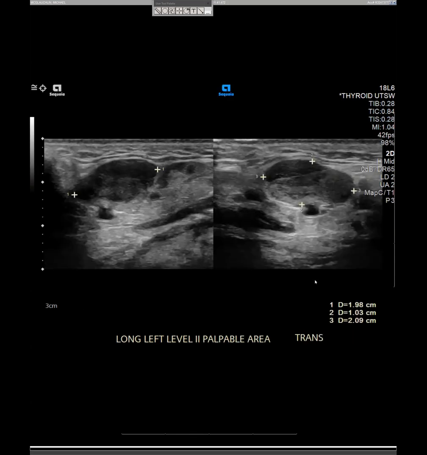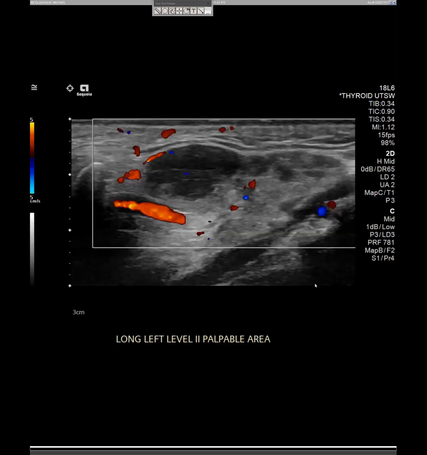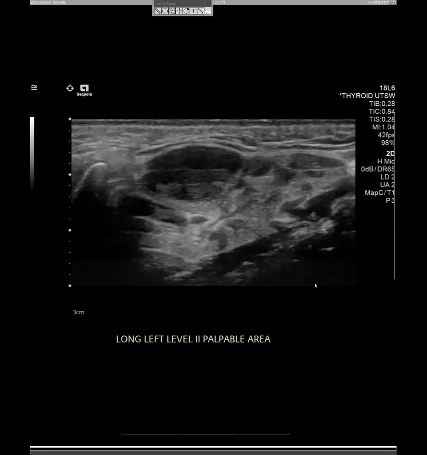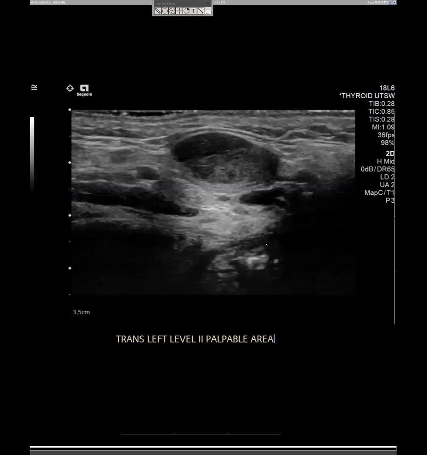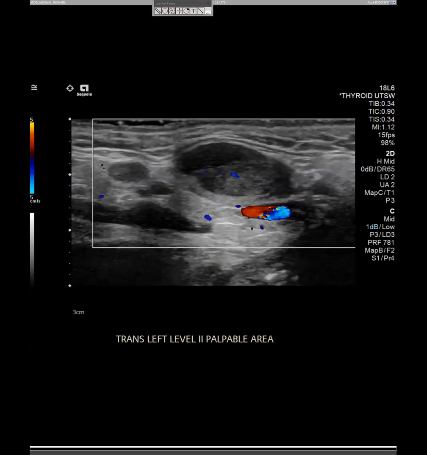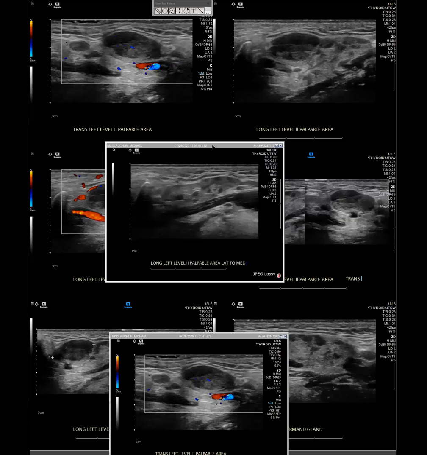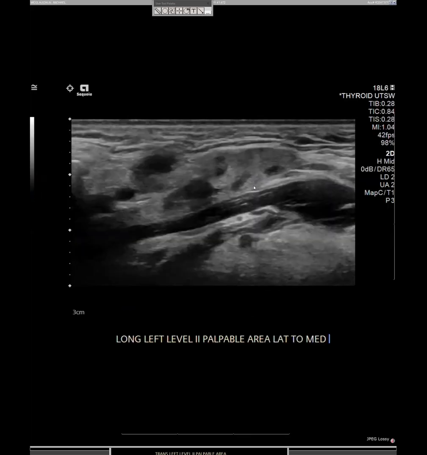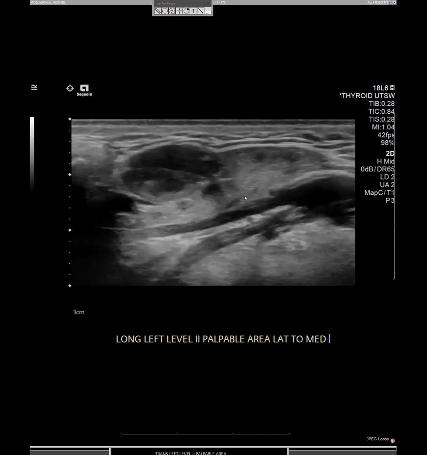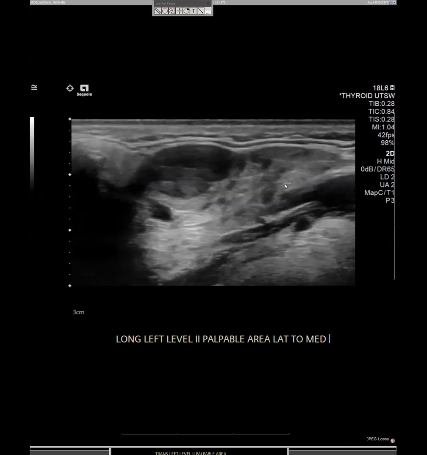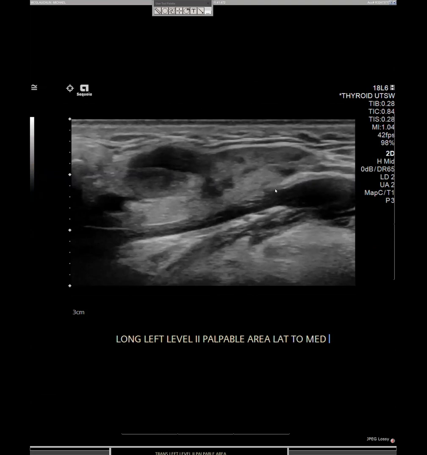And then this is the palpable area within the substance of the submandibular gland. So it looks like there's multiple lesions, one of which is larger. Yes. And the only thing I can think of for multiple lesions in the submandibular is like IgG4, but I don't know that much about the submandibular.